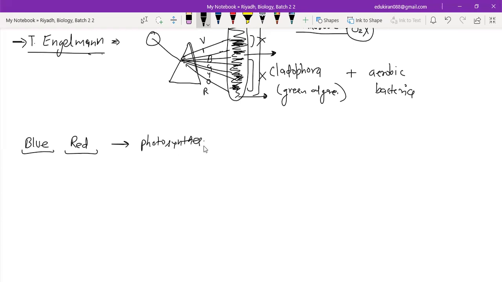Is it clear? So you can just write it down. Photosynthesis is maximum, which means chlorophyll gets activated. The chlorophyll which is present in green algae or in plants gets activated under which spectrum of the sunlight? Blue and red.